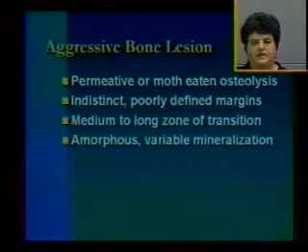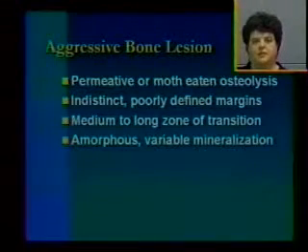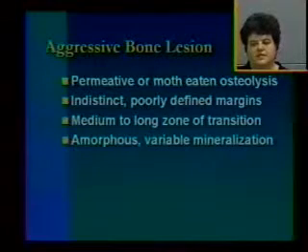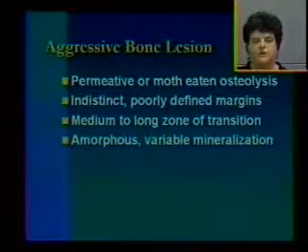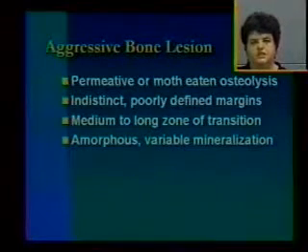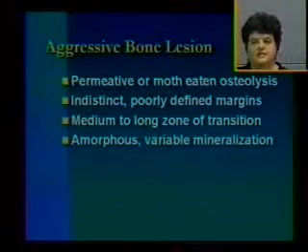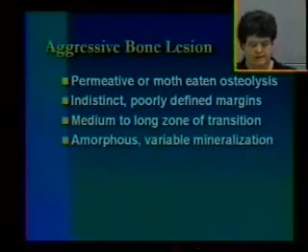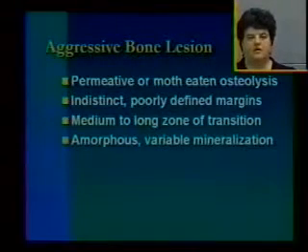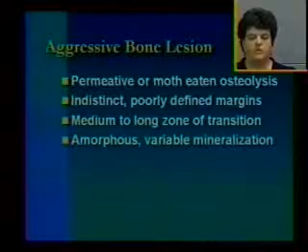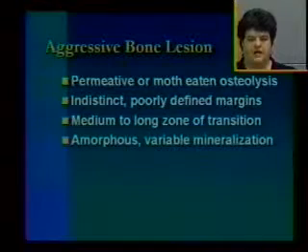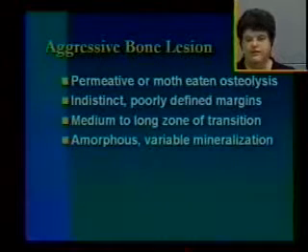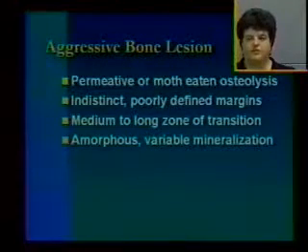If we look at very aggressive lesions, such as a primary malignant bone tumor in a dog, then you're going to see permeative or moth-eaten osteolysis, which are little holes or slightly bigger holes with irregular margins being punched into the bone. We'll also have, as I said, indistinct and poorly defined margins to this area. Typically, you're going to have a medium to long zone of transition to normal bone in the limb. And the new bone that's formed, instead of being smoothly marginated and of similar opacity throughout, is going to be amorphous in appearance and have a variable degree of mineralization.